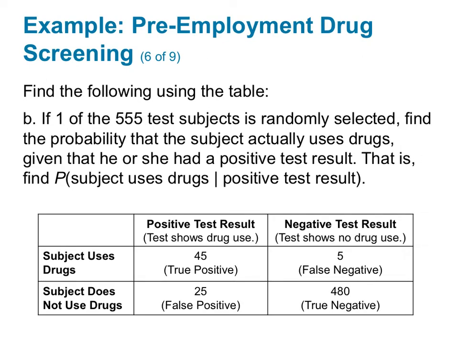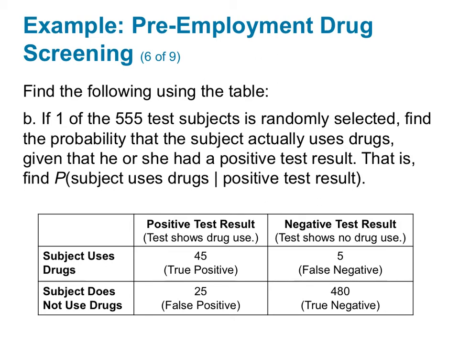We're going to look at another example. Use the table and find the following. If one of the 555 test subjects is randomly selected, find the probability that the subject actually uses drugs, given that he or she had a positive test result. So that means that we are finding the probability the subject uses drugs given a positive test result.